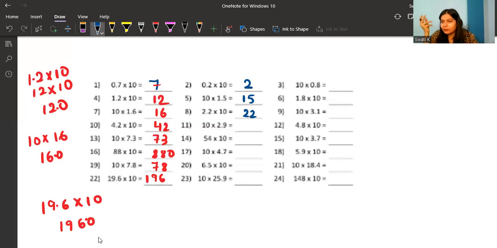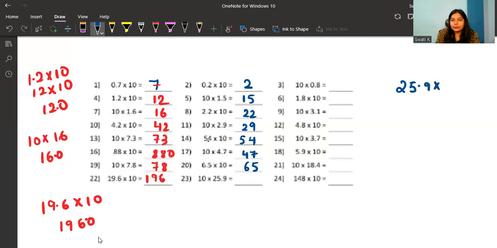I hope I'm going very fast because I made you understand the concept here. So let's do it quickly. 10 into 2.9, so it is going to be 290, but 29.0, so it is 29. 54 into 10, I can't see a decimal, so I'm just putting a decimal here in case. 5.4 into 10, it's 540, 54.0, which is 54 only. 10 into 4.7, 47. 6.5 into 10, 65.